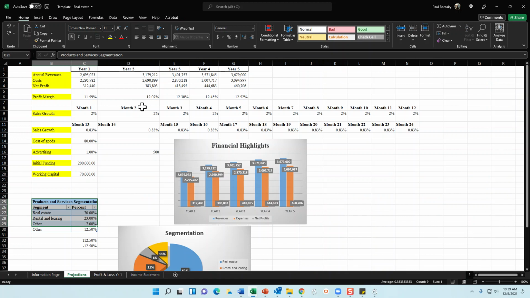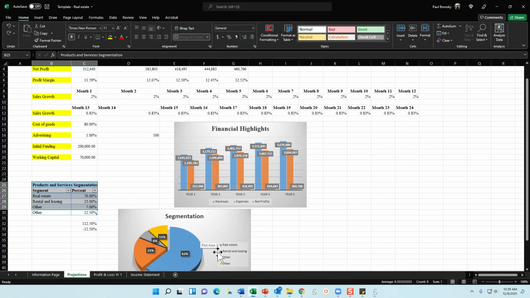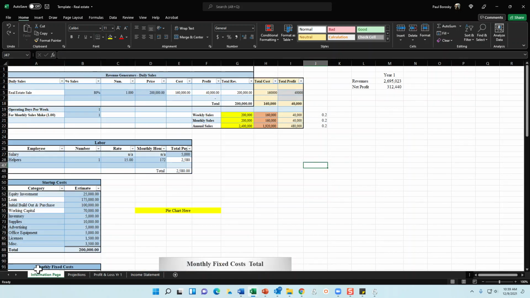Next is going to be the financial projections. This is just a highlight tab showing you your annual revenues, your costs, your net profits, and then also some charts and graphs that if you like, you can go ahead and utilize. And all of the information you're going to be changing is on this beautiful little information page right here. So any changes you want to make to the financial model, you make it right here in the darker blue cells. Once you make these changes, it will roll into your projection tab, your profit and loss tab, and your income statement tab. So you make changes here, and all the other information changes on the other tabs.